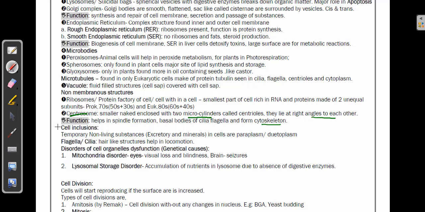And finally the cell inclusions. The cell is not an idle thing, so it always works for a longer time. Whenever it works, it always leaves some temporary non-living substances. It may be excretory, or sometimes it's minerals. So these structures are called paraplasm or deuteroplasm. And then the flagella and cilia structures help in locomotion. So that is the end of the cell organelles and their functions.